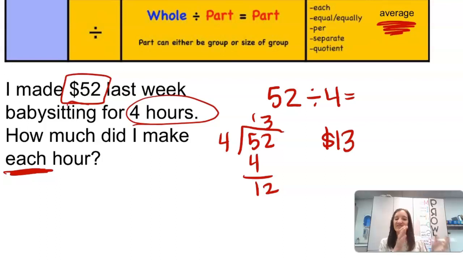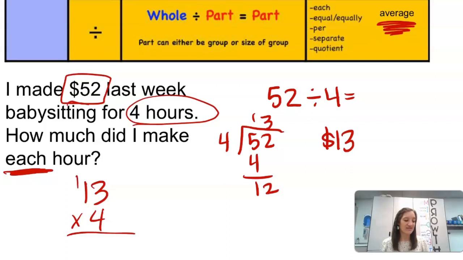And that would make sense that if each hour I made $13, well, that would be 13 plus 13 plus 13 plus 13. If I did the inverse and did 13 times 4, I would get $52. So yeah, you can kind of do the inverse to check your answer to see if it is correct. So I made $13 each hour I worked last week. I worked a total of 4 hours, which gave me a whole total of $52.